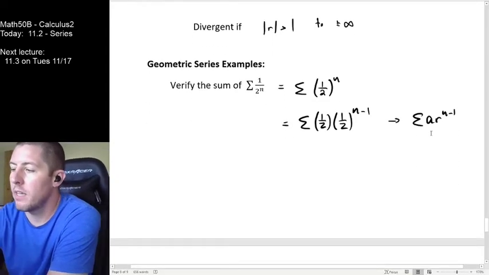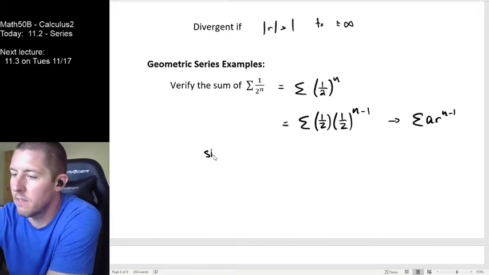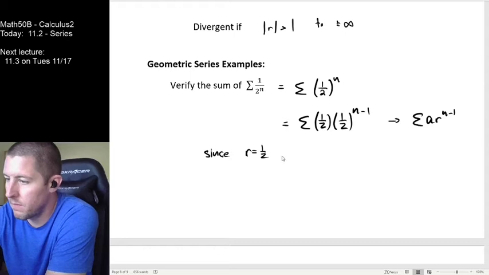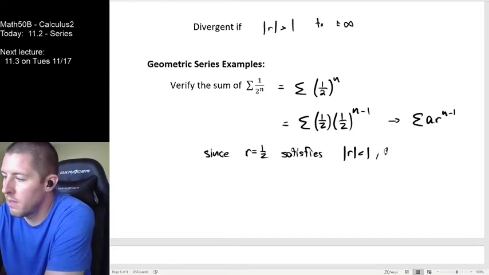So what I can now see is that since r equals 1/2 satisfies the absolute value of r is less than 1, this series converges.